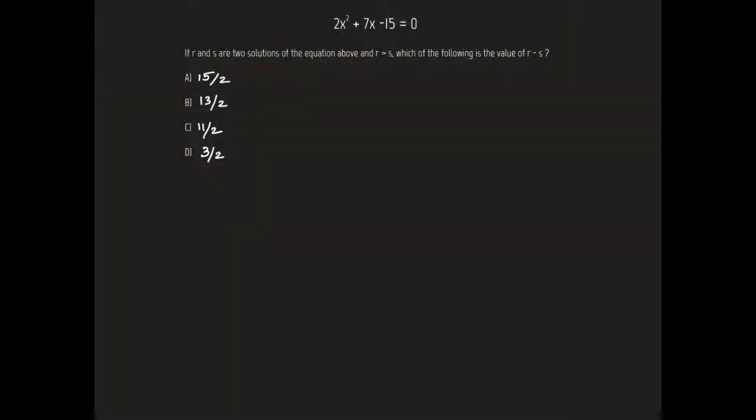Hello, in this video I will show you how to solve this SAT problem. So let's underline our important information. First we have to notice that we have a quadratic equation up top. That will be 2x squared plus 7x minus 15 equals 0.